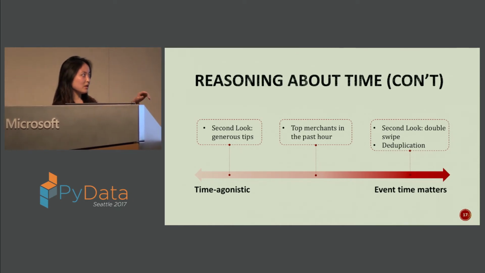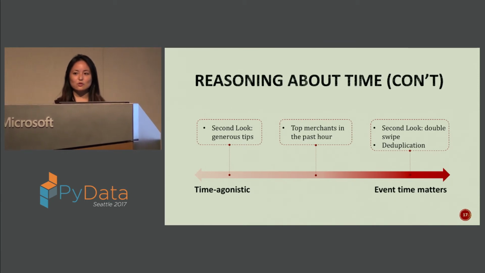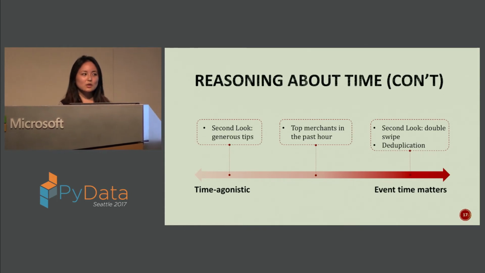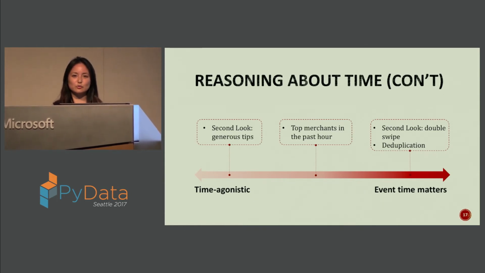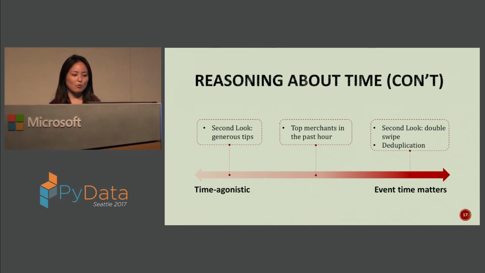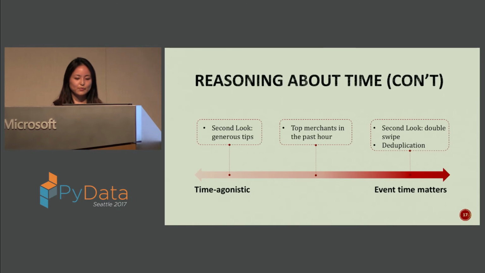Something in the middle ground is problems where you can use some sort of approximation. Let's say for a credit card company, you are curious what the top merchants my customers shopped at in the past hour are. In this case, you probably don't need a 100% accurate count. Even if I lose 1 or 2 messages, it won't affect my outcome. So in this use case, even if you use processing time, it wouldn't really affect your outcome that much. However, there are also use cases when event time matters a lot.